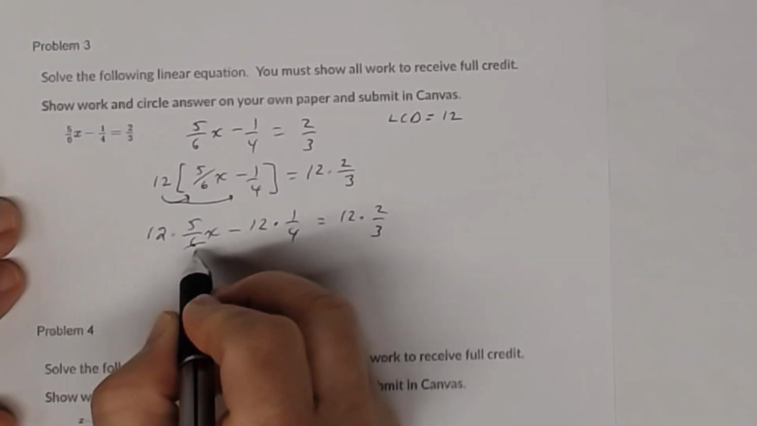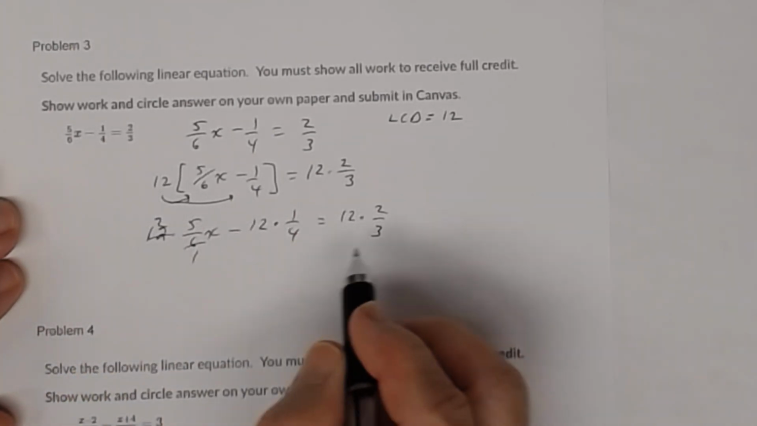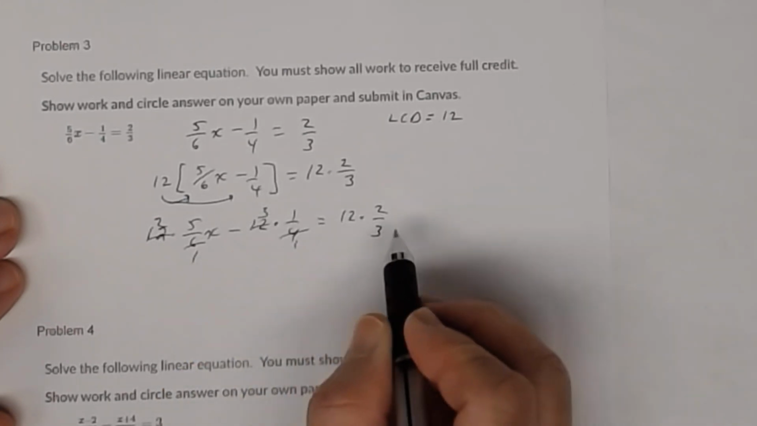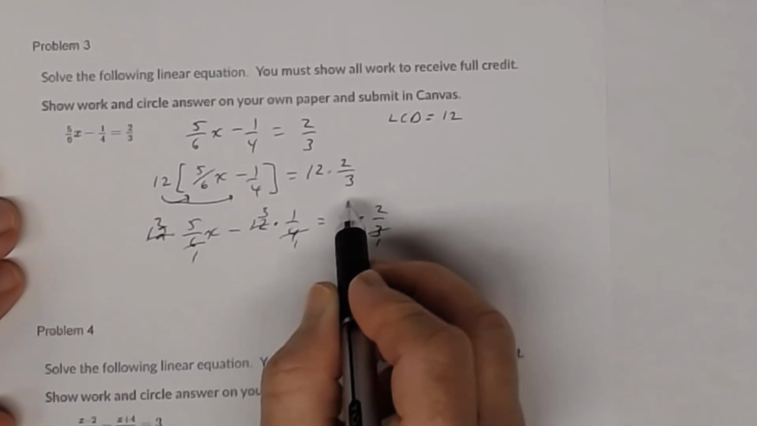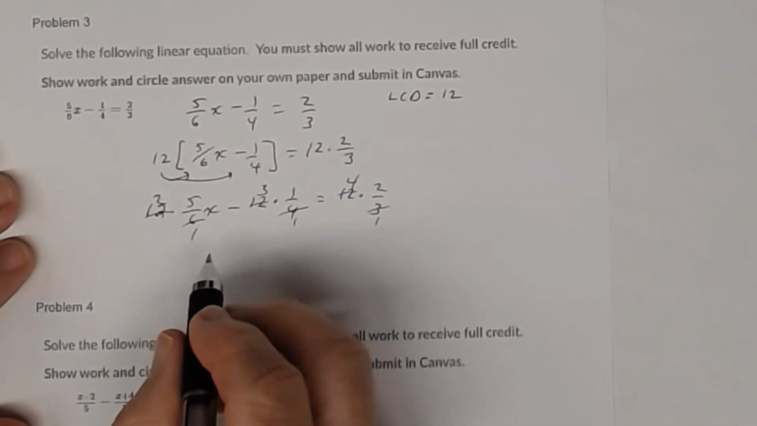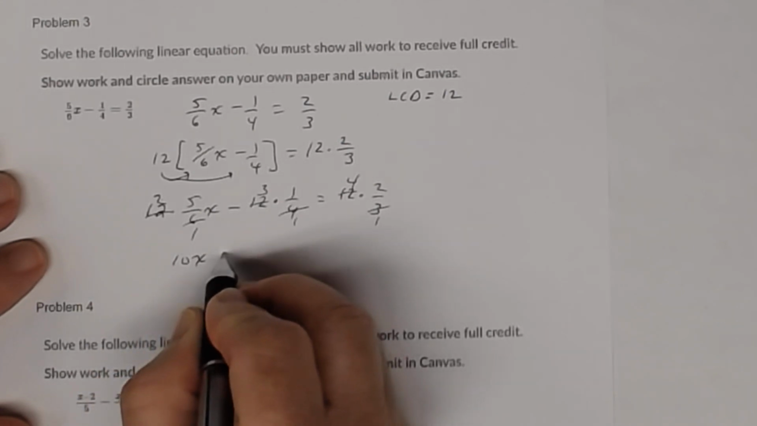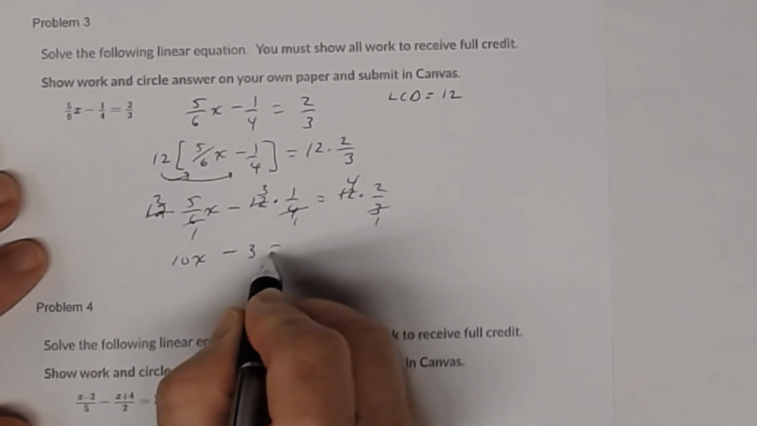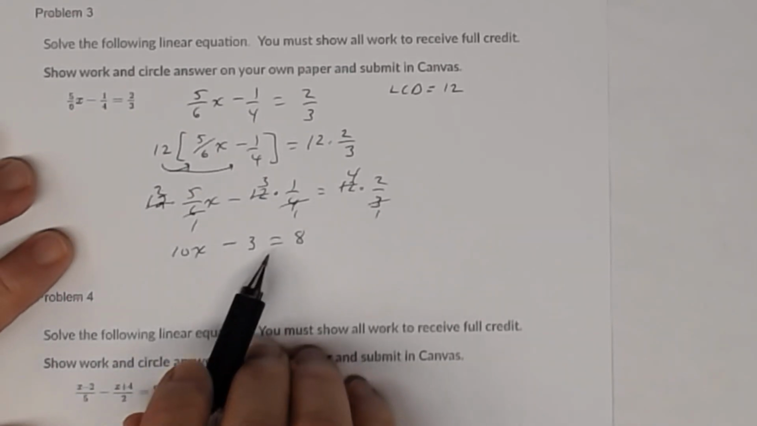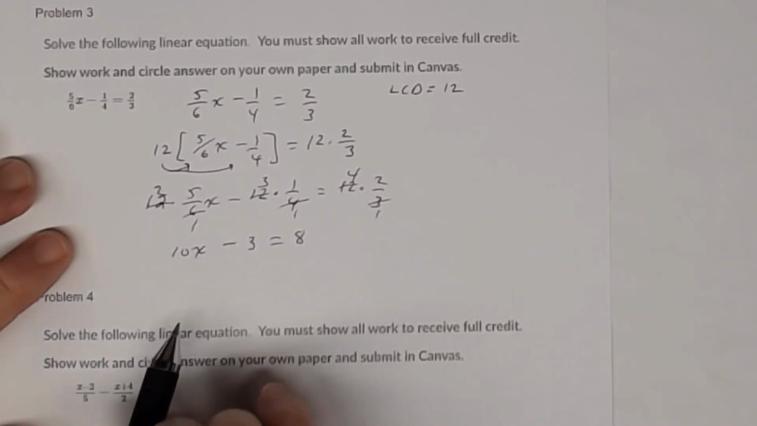So 6 into 6 is 1, 6 into 12 is 2. 4 into 4 is 1, 4 into 12 is 3. 3 into 3 is 1, 3 into 12 is 4. So 2 times 5x is 10x minus 3 times 1 is 3 equals, and then 4 times 2 is 8. So now I have a nice linear equation without any fractions anymore.